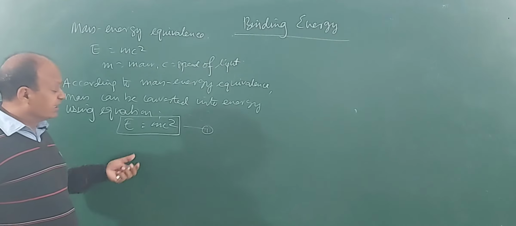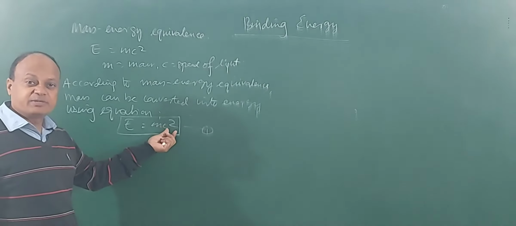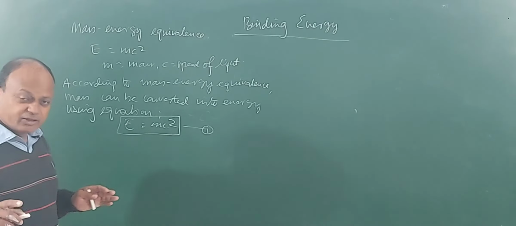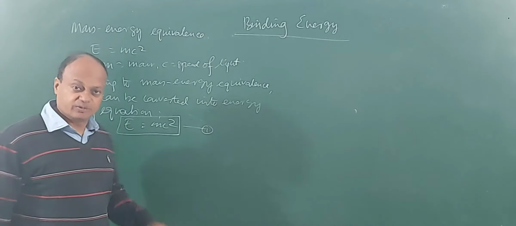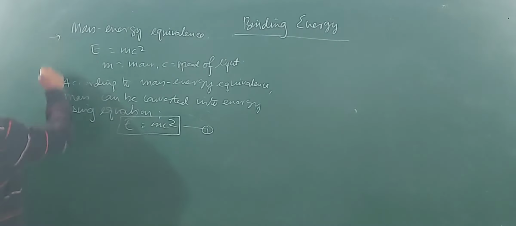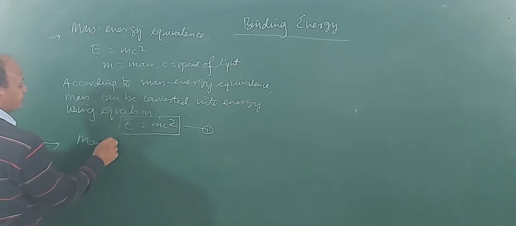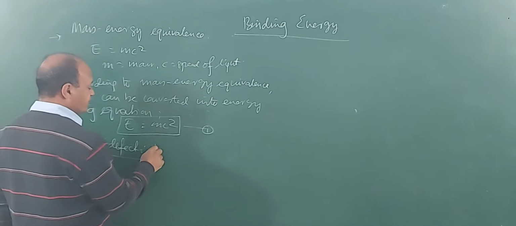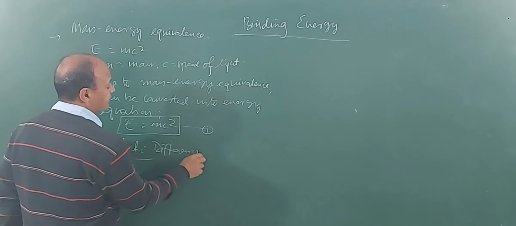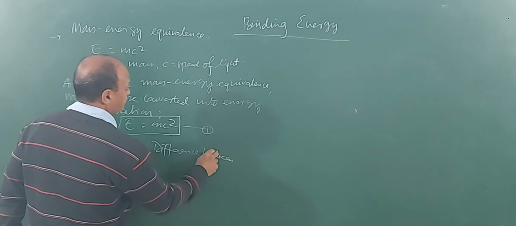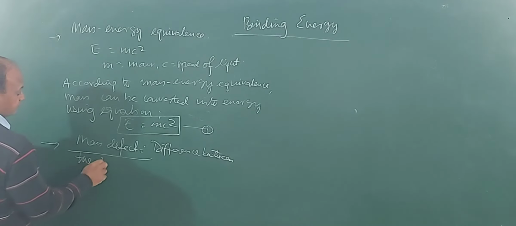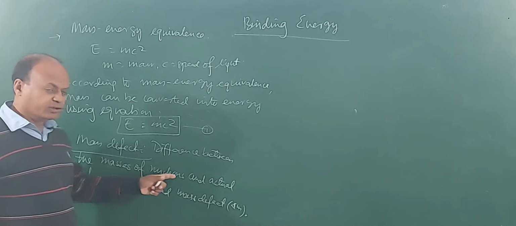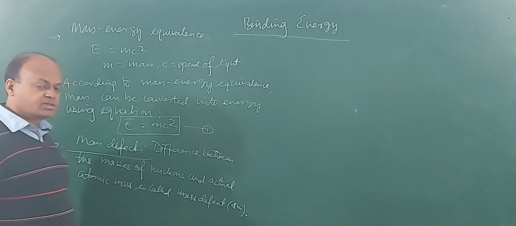We can understand an analogy in which you imagine a mass m is being accelerated at the speed of light, then it becomes something equivalent to twice the kinetic energy, which is half mv square. But right now you have to remember that mass can be converted into energy. Okay? In this equation, now we have mass defect. So, mass defect is the difference between the masses of nucleons and the actual atomic mass.